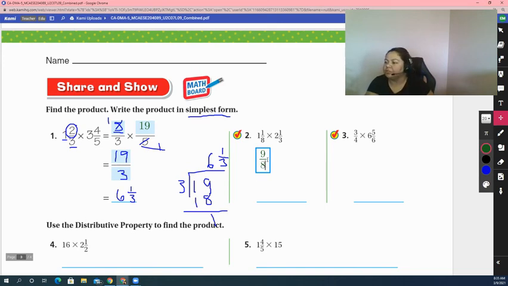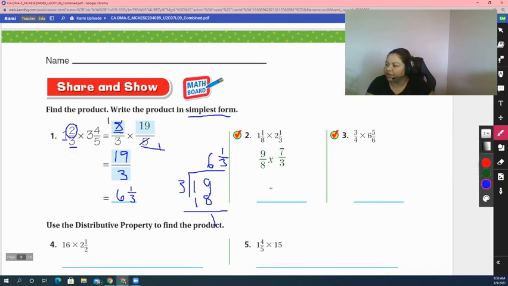Okay, and then we multiply the next fraction. And this fraction, we're going to change it to a fraction greater than 1. So that's 2 times 3 is 6. 6 plus 1 is 7. And that will be over 3. Okay, so 2 times 3 is 6 plus 1 is 7. 7/3. So now that we changed both, we can multiply.